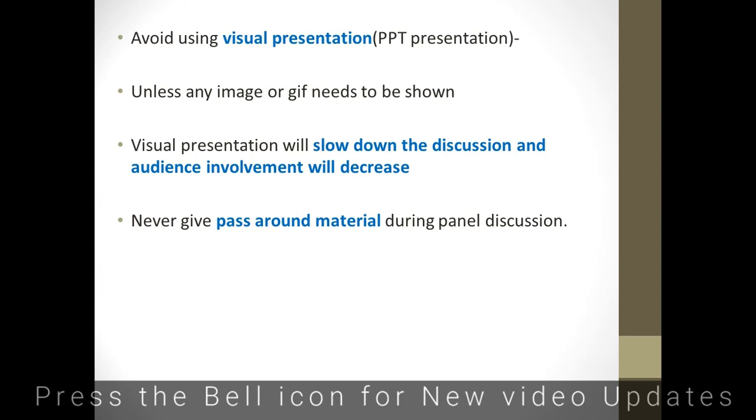And never give pass-around material during the panel discussion. If you pass such material, what will happen? Some people will be busy collecting it, some people will be busy reading it, and overall nobody will be concentrating on the speakers who are discussing the particular topic with each other. So you can do it quite early, before the panel discussion starts, so that they will read and complete that work and then the discussion will start. Or else, after completing, if you want, you can circulate some material.